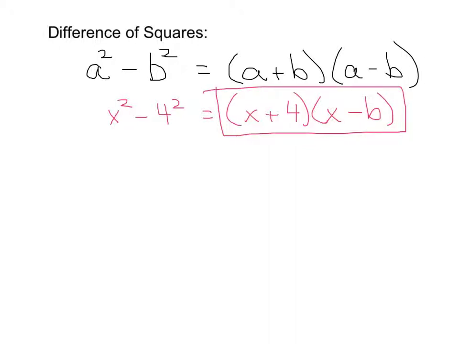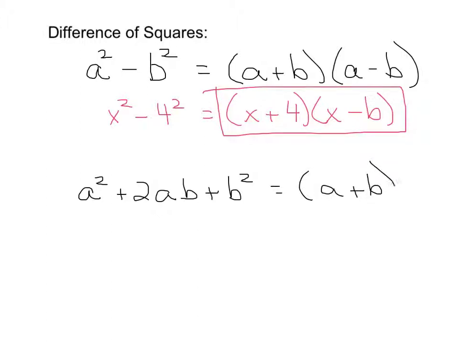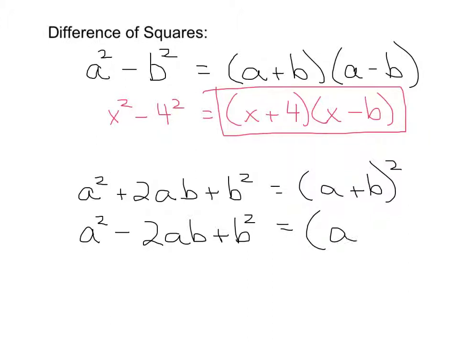The other 2 special cases have to do with perfect square trinomials. And perfect square trinomials have this formula. If you have a squared plus 2 times a times b plus b squared, you can factor that to be (a plus b) squared. And then the other formula is if you have a squared minus 2ab plus b squared, that's going to equal (a minus b) squared. So these 2 formulas need to be memorized, and so here's an example where you might see one of those and put it to use.